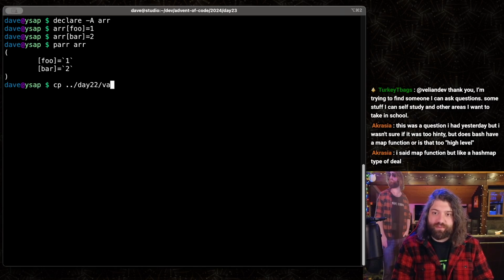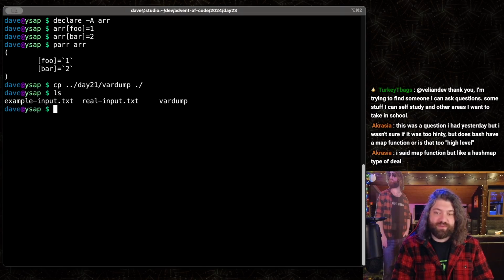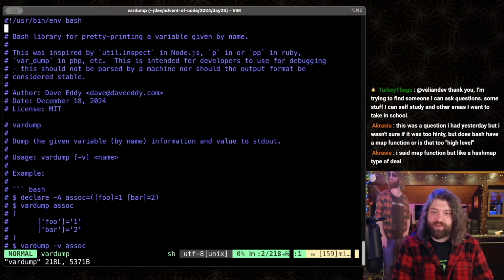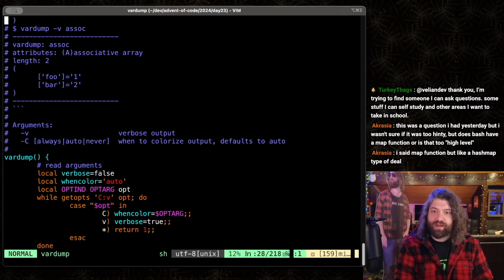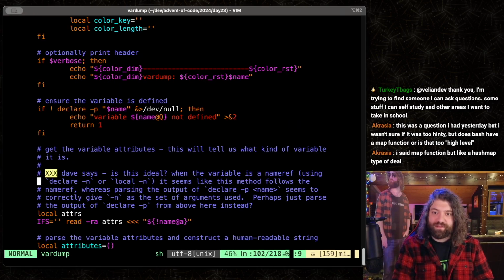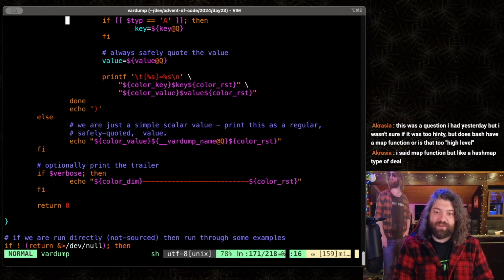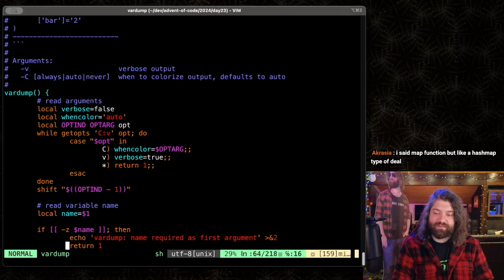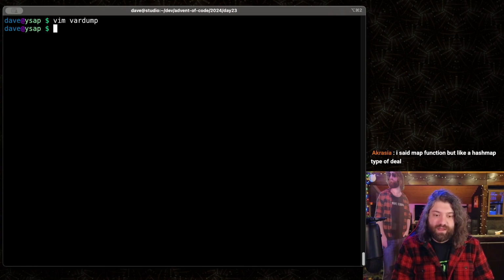We're going to preemptively pull in vardump because I know I'm going to use it. Vardump, in case people are wondering, is a really simple program I wrote to dump a variable in Bash. It's available on GitHub. I make sure to comment my code very nicely and even put in some notes. If you want an example of what my code looks like when I take the time to edit it and make it look nice, this is a pretty good example.